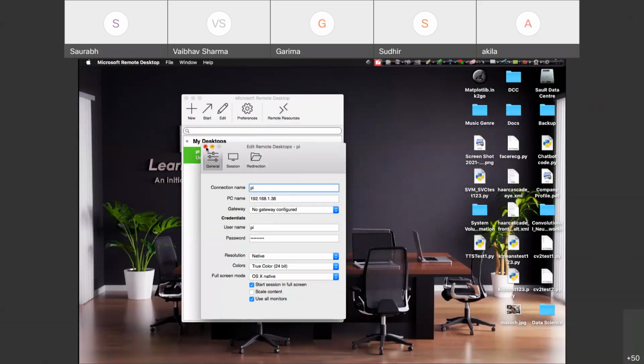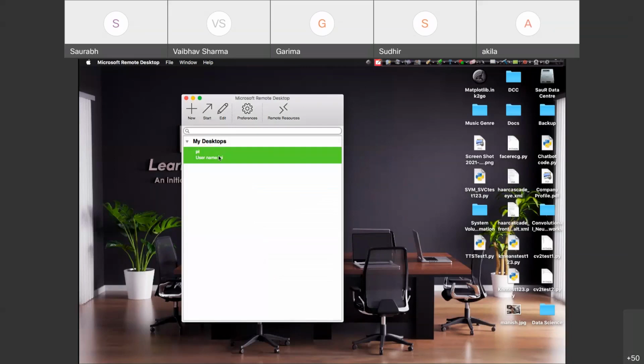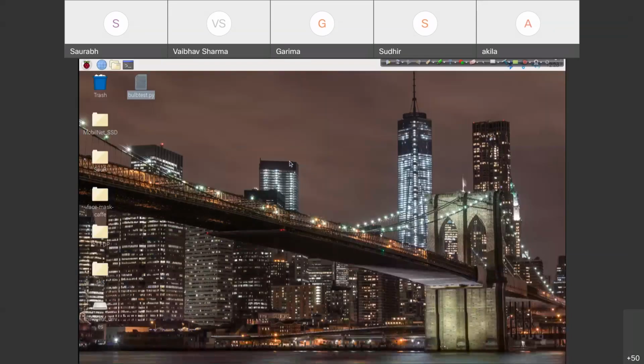So I made this connection and double clicked on it, and this is the screen of the Raspberry Pi that I got. Now I have to connect this sensor as well. Let me show you.